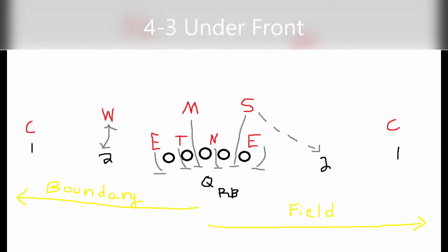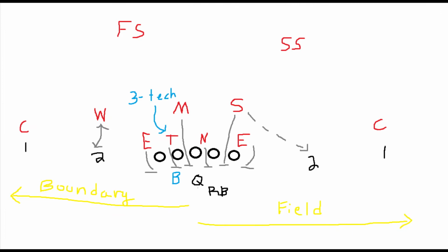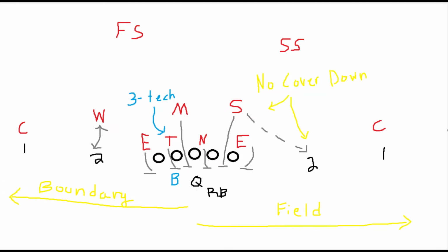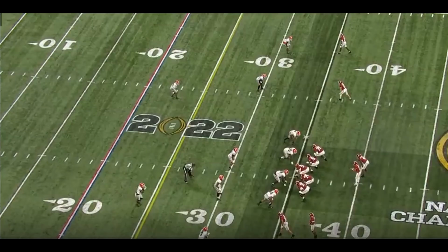With the under front, the B gap defensive tackle is now set to the boundary. Once the linebackers cover down on their gaps, you'll see that there is nobody aligned over the field slot receiver. The conflict player is also now to the field, meaning the offense's RPOs and quick passes are a lot more dangerous since there is more space to run and pass to. The under front has its advantages against different personnel looks, but that's beyond the scope of this video.